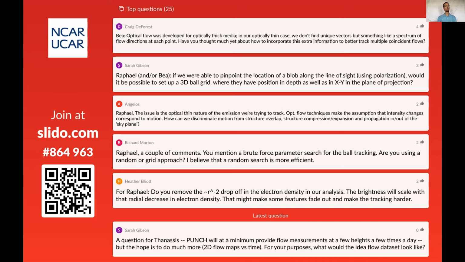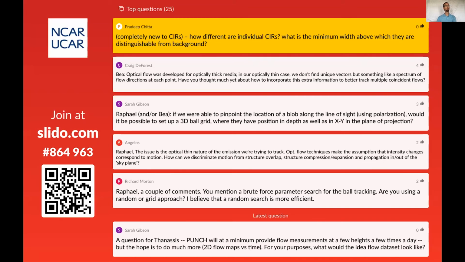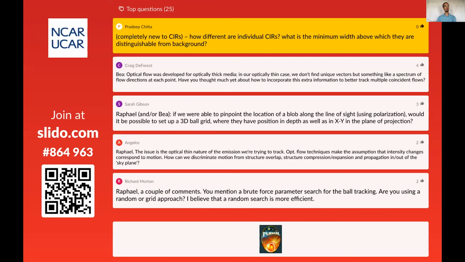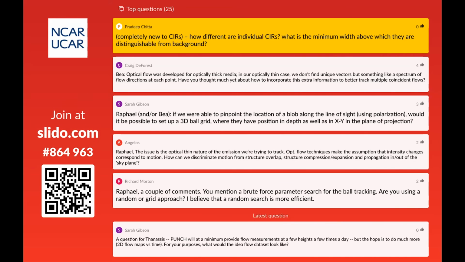The first question is from Pradeep, who is completely new to CIRs and asks a really good question. How different are individual CIRs? Well, I think we answered someone's Slido a bit already, but they can be quite different. And the pictures I showed, for example, were really, I guess what you'd call idealizations. They probably aren't that regular.